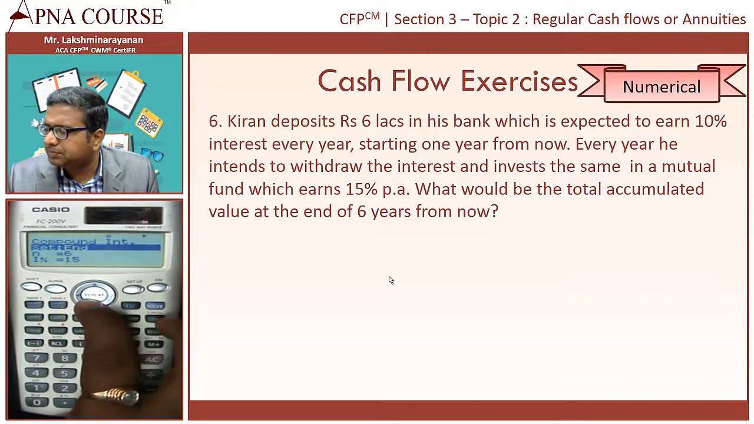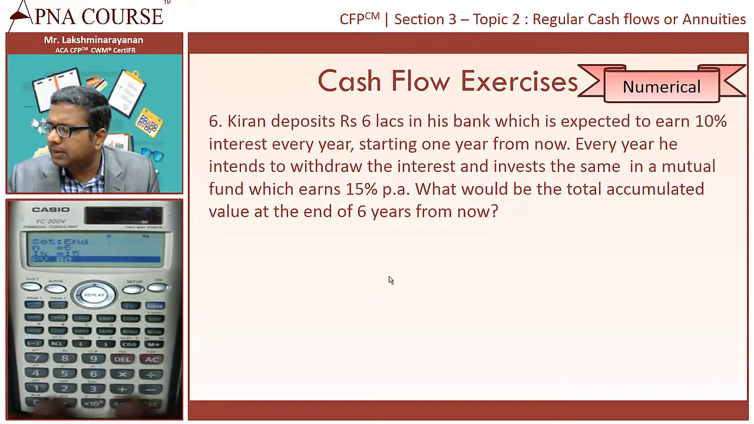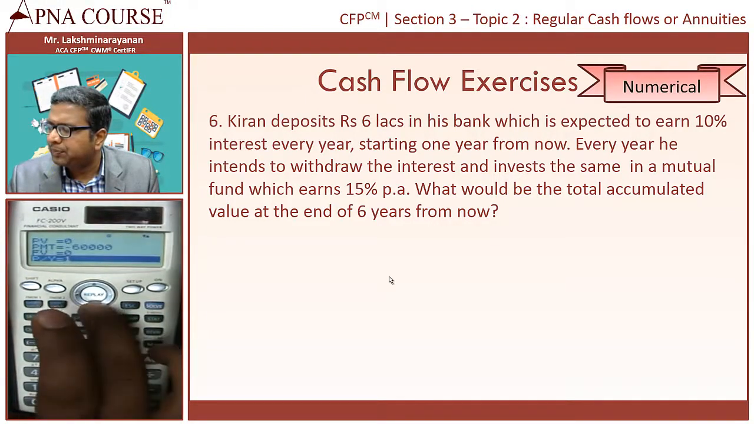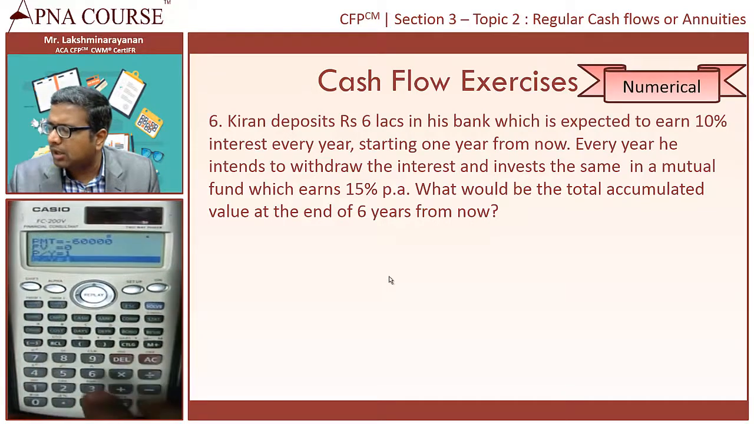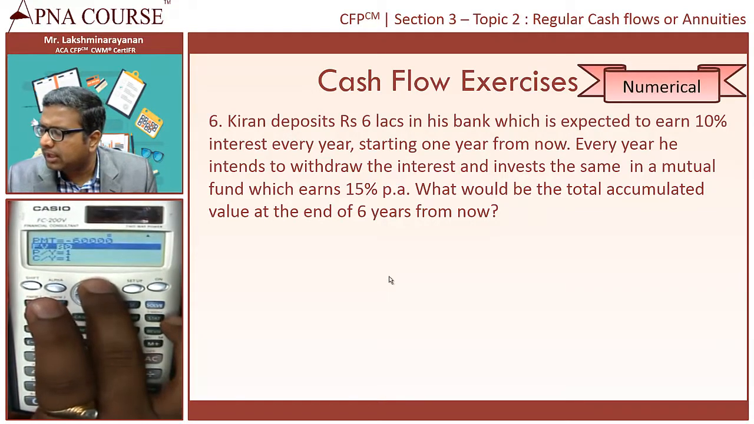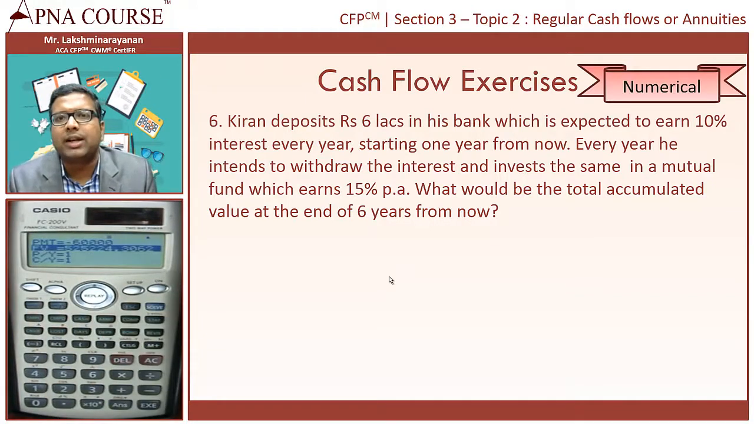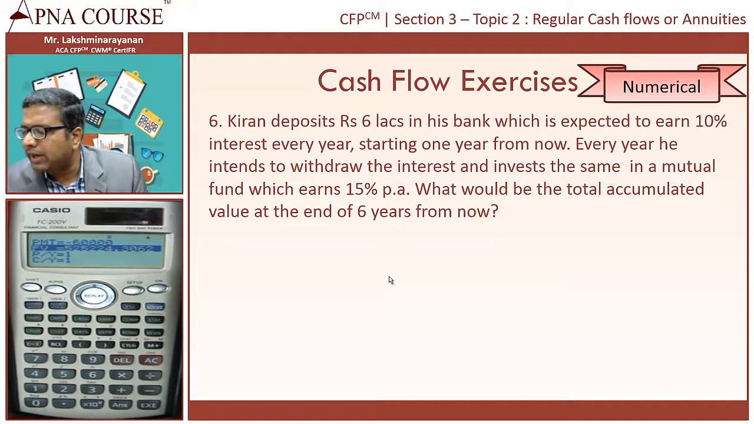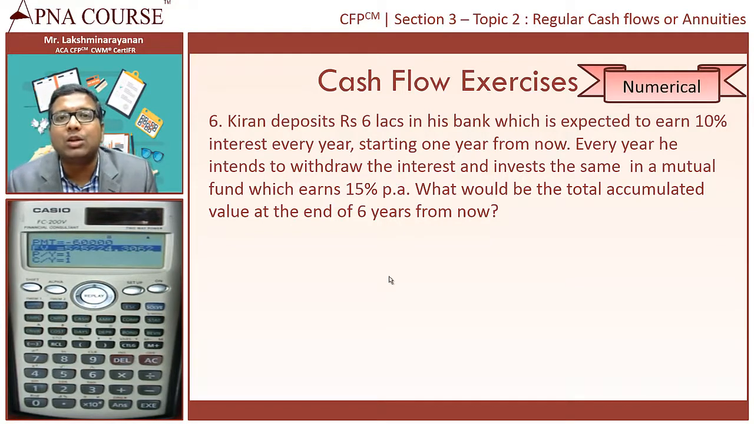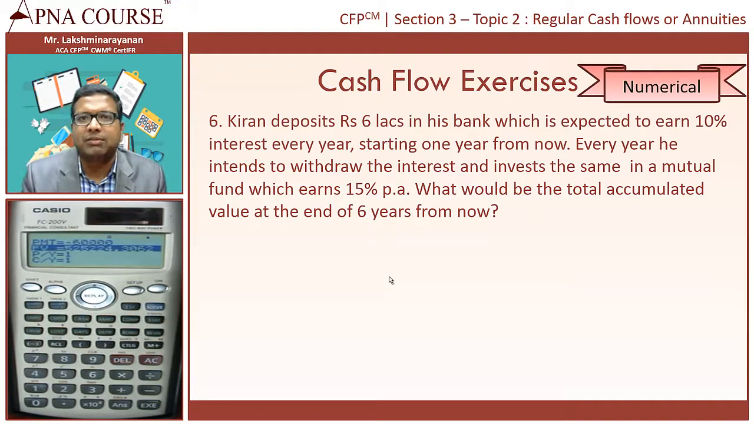Come to CMPD. 6 years, 15%. End mode. PMT is minus 60,000. P/Y and C/Y are 1. And calculate future value. 5,25,224. Now 5,25,224, you will add it to 6 lakhs because 6 lakh is also there. So 6 lakhs plus 5,25,224, the total is 11,25,224, and that is the final answer.